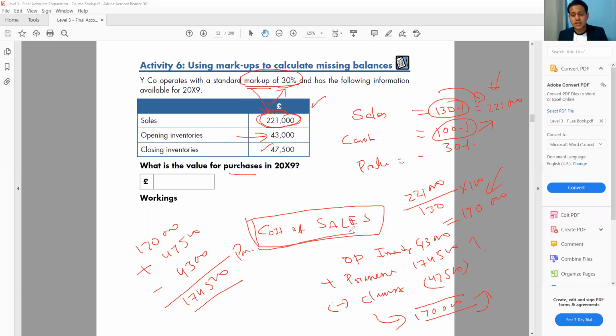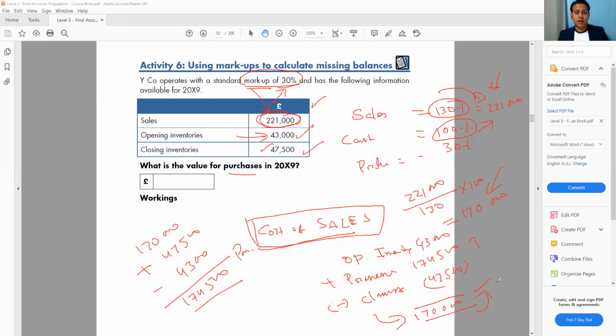Cost of sales formula is opening inventory plus purchases less closing inventory. Out of these four pieces of information, I have the opening, I have the closing, and I have the cost of sales. I need one. Remember, if two things are missing, you cannot get it. You should have only one piece of information missing, because that one is the balancing figure. If you have one missing, then you can get it really easily.